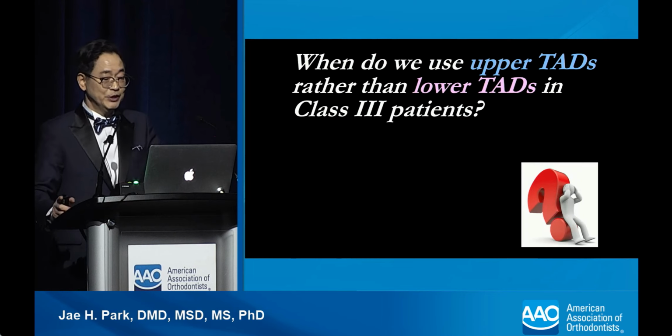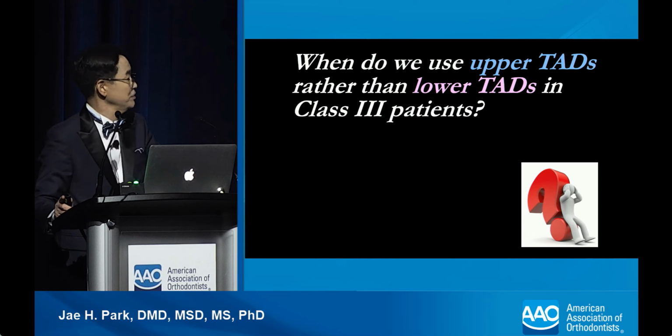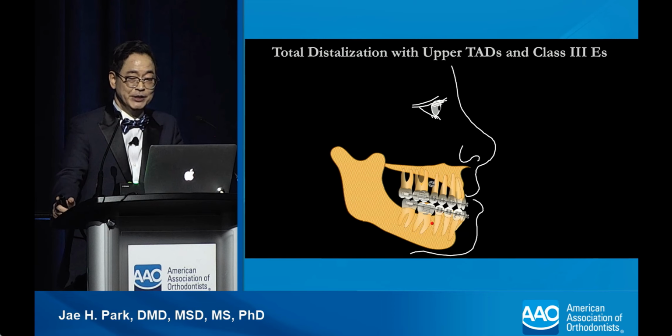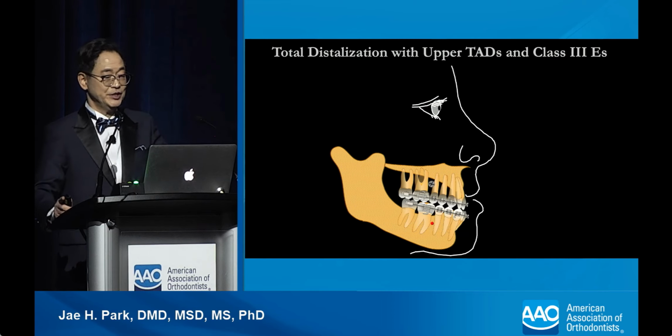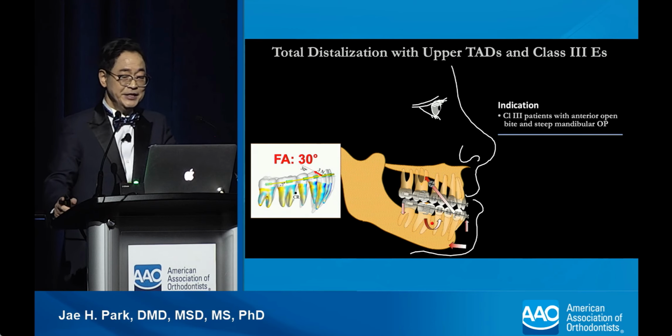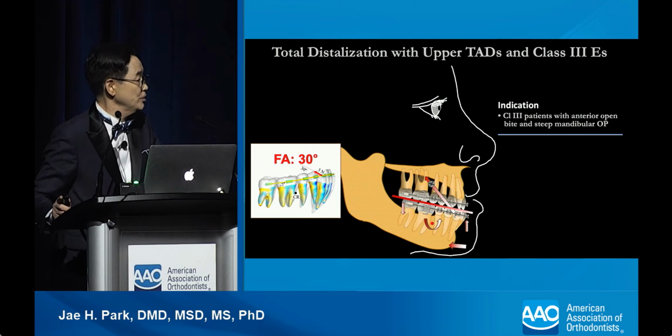When do we use upper TADs rather than lower TADs for the distalization of mandibular dentition in Class III patients? Total distalization of mandibular dentition with upper TADs and Class III elastics at a force angulation of 30 degrees. This technique can be used for Class III patients with anterior open bites and steep mandibular occlusal planes.